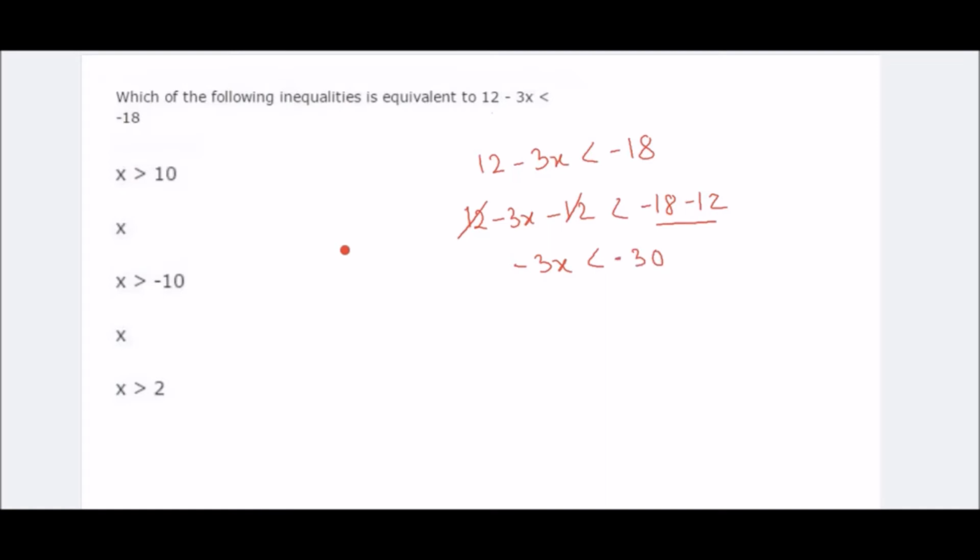So we have to eliminate the negative sign. While removing the negative sign, the inequality sign will be changed. So 3x is greater than 30, because here is also a negative sign, so we'll eliminate it and the inequality sign will be changed. Now we'll divide both sides by 3. So x is greater than 10. That will be our answer, option first.